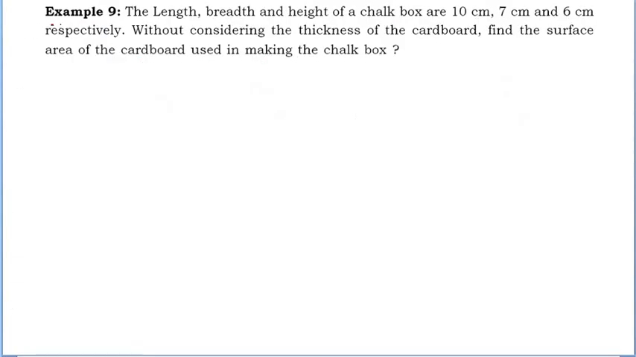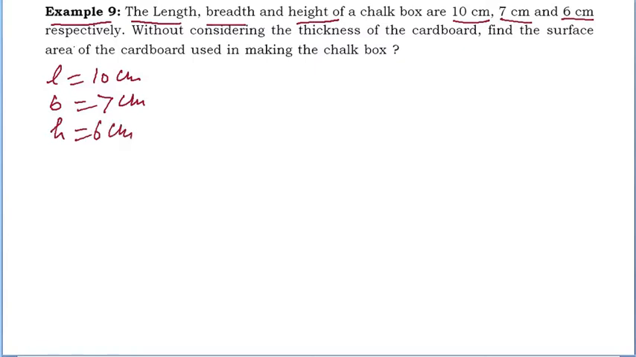Now example 9. You can see here length, breadth and height of a chalk box are given. So length is 10 centimeter, so you have to write L is equal to 10 centimeter. And breadth is 7 centimeter, so you can write 7 centimeter. Now height is given as 6 centimeter. Without considering thickness of the cardboard, find the surface area of the cardboard. So total surface area, that is TSA. Total surface area formula is 2(LB + BH + HL). So that is the formula of total surface area.